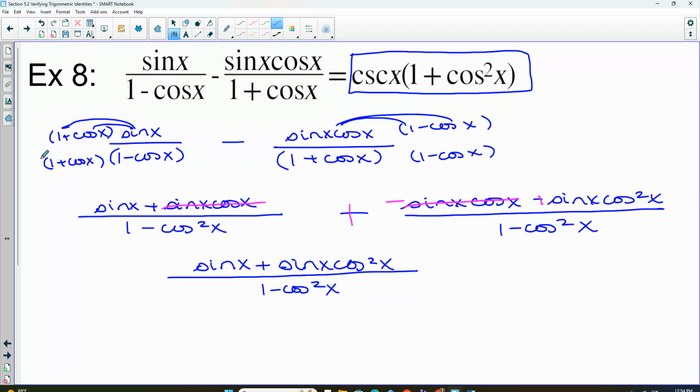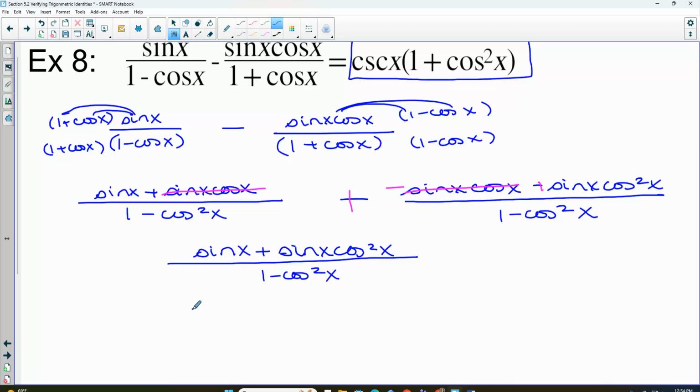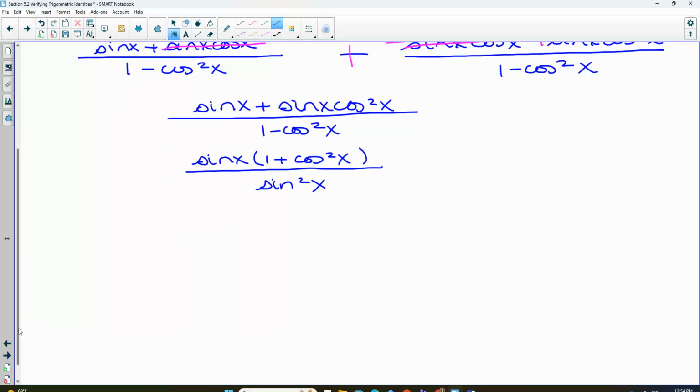We're doing pretty good. We don't have two separate fractions anymore. Look at our goal. I want things multiplied together. So that means we have to factor. What could I factor out of the top? That would leave me with the 1 plus cosine squared x, which looks promising because I want that in my answer. On the bottom, what is 1 minus cosine squared x? What happens? One of the signs cancel.